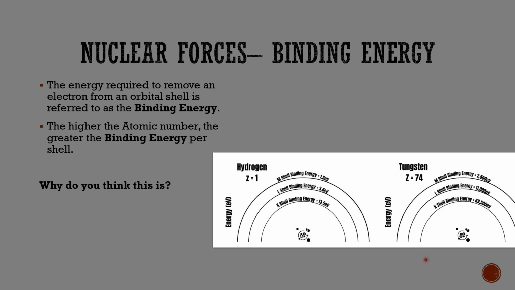Here to the right, we see the same concept but applied to the tungsten atom. Unlike the hydrogen atom, it requires considerably larger amounts of energy to liberate or ionize these atoms, as we see by the values here.